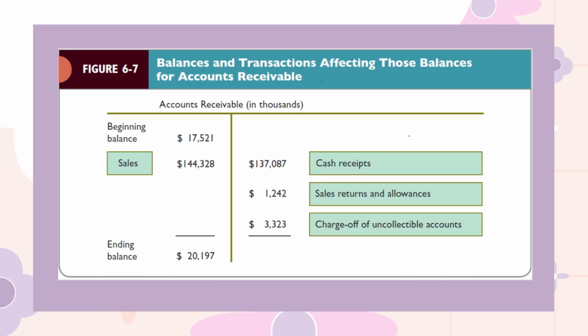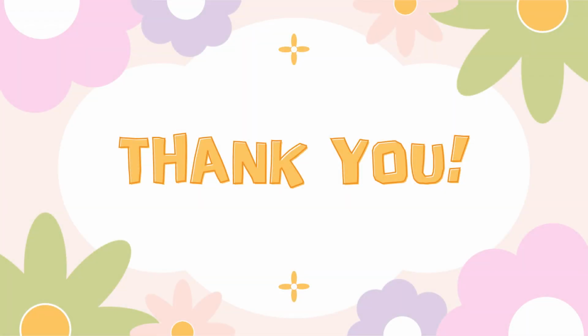So this is an example of the balance and transactions affecting those balances for accounts receivable. The beginning balance, audited in the prior year, is considered reliable. The ending balance is correctly stated only if the auditor could be completely sure that each of the classes of transactions was correctly stated. That's all from us.